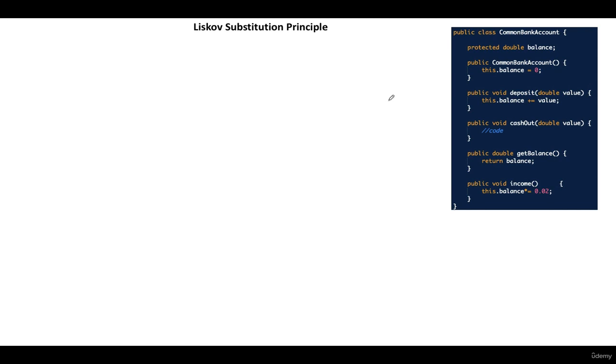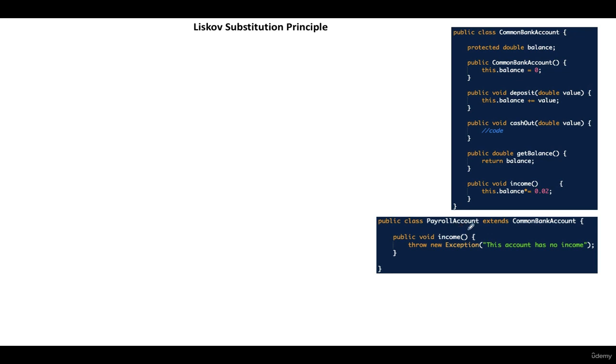Now let's say you want to create another entity. We call it PayrollAccount. And this PayrollAccount is extending this CommonBankAccount. It means it must have all the features of CommonBankAccount. But the problem is this PayrollAccount doesn't need this method, that is income. So this PayrollAccount doesn't have this method, and this class can't support this method. So how can we extend that? What we can do is simply take this class, override it, and throw an exception that this particular method is not supported in this class.